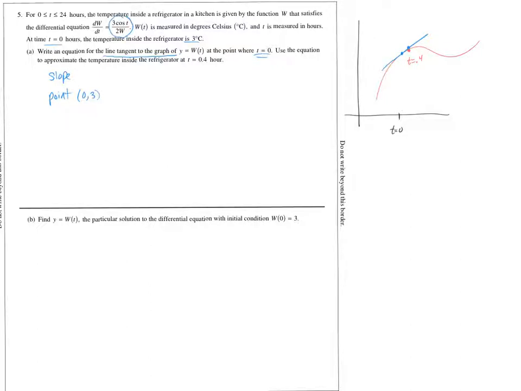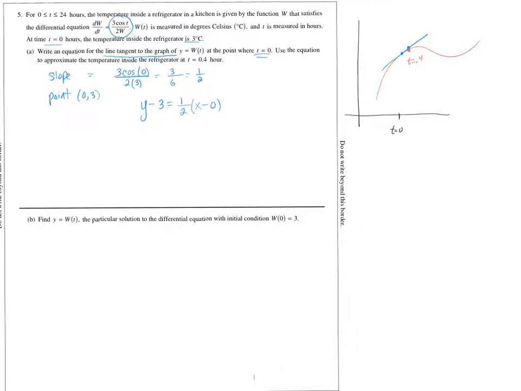Oh, and of course, we're going to need the y value as well. So the slope is going to be 3 cosine of the t value, which is 0, over 2 times w, which is the y value, if you will, 3. Now the cosine of 0, of course, is 1. So we get 3 over 6, which of course is 1/2. So there's our slope. So the equation of our tangent line is y minus our y value, which is m times x minus our x value.